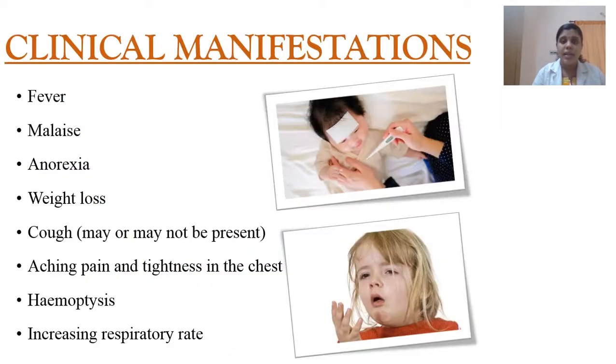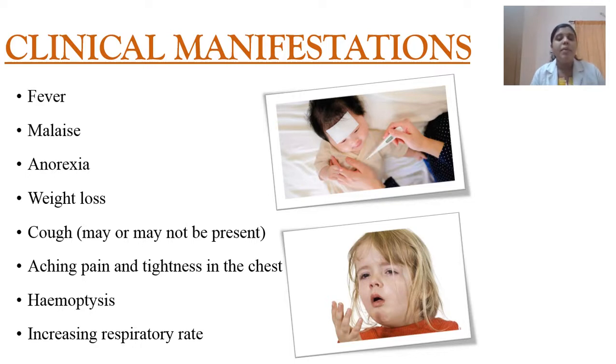Now we are going to study the clinical manifestations. Usually the child will have complaints of fever, malaise, anorexia, and weight loss. In the initial stage, the child may not develop any cough, or sometimes the cough may be present, but mostly the cough is not present and it develops over time. It will take around 1 to 2 months for the child to develop a chronic cough.